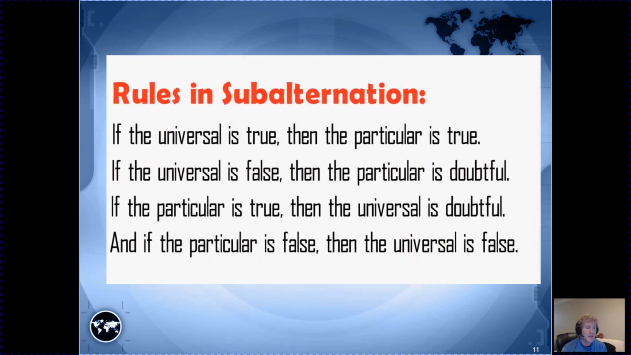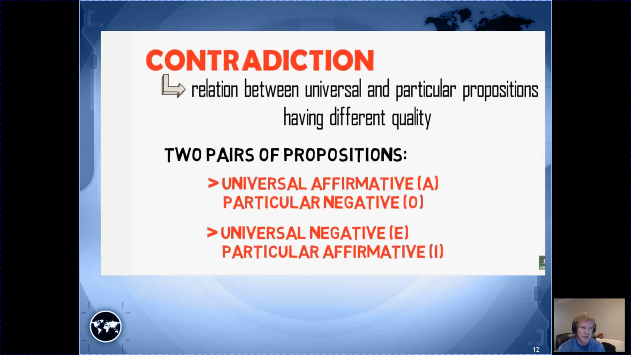Now, let's take a look at the rules in subalternation. I won't read this to you, but it could be that certain things are doubtful. So in other words, when you mix all and some, certain things are doubtful, and certain things could be true or false. This is the more complex category of the square of opposition. Contradiction: once again, we're mixing them, but in a different order.